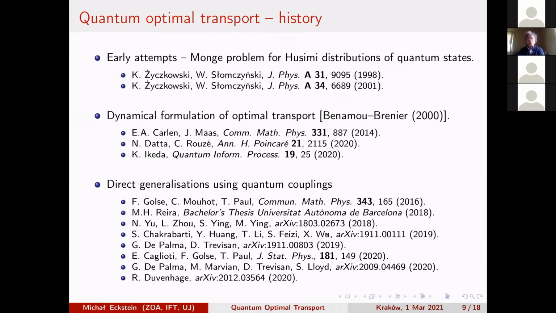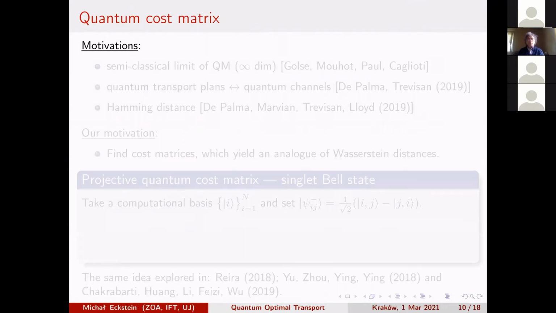Well, here's a list. It's certainly not an extensive list. If you did work on the problem and you're not on the list, then I'm terribly sorry. We have a more extensive list in our paper. The basic idea is clear, that you need to optimize over some set of quantum couplings. And this set is very obvious in how it should look. But what is not obvious at all is how to choose the quantum cost matrix: which are the reasonable quantum cost matrices, and what is the interpretation of them.